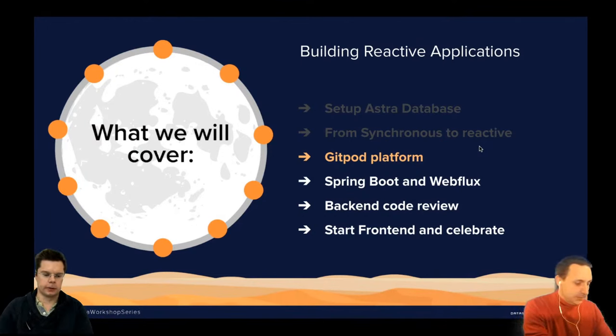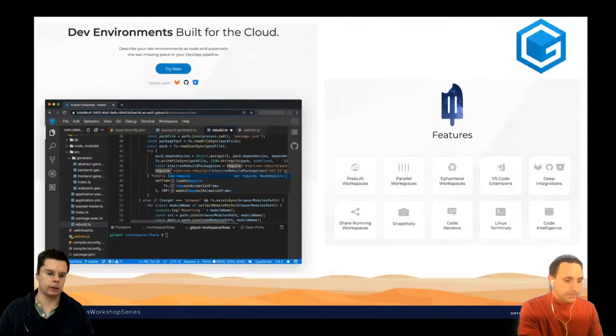Thank you, Cedric. So let's go a little bit deeper into a development environment that runs inside your browser, inside the cloud. Let's take a closer look at Gitpod. Here on the left, we see a screenshot of it running. This is basically the website. If you go to gitpod.io, it's super easy to just click on this button, try now, and all you need is an account on GitHub or GitLab or bitbucket.org.